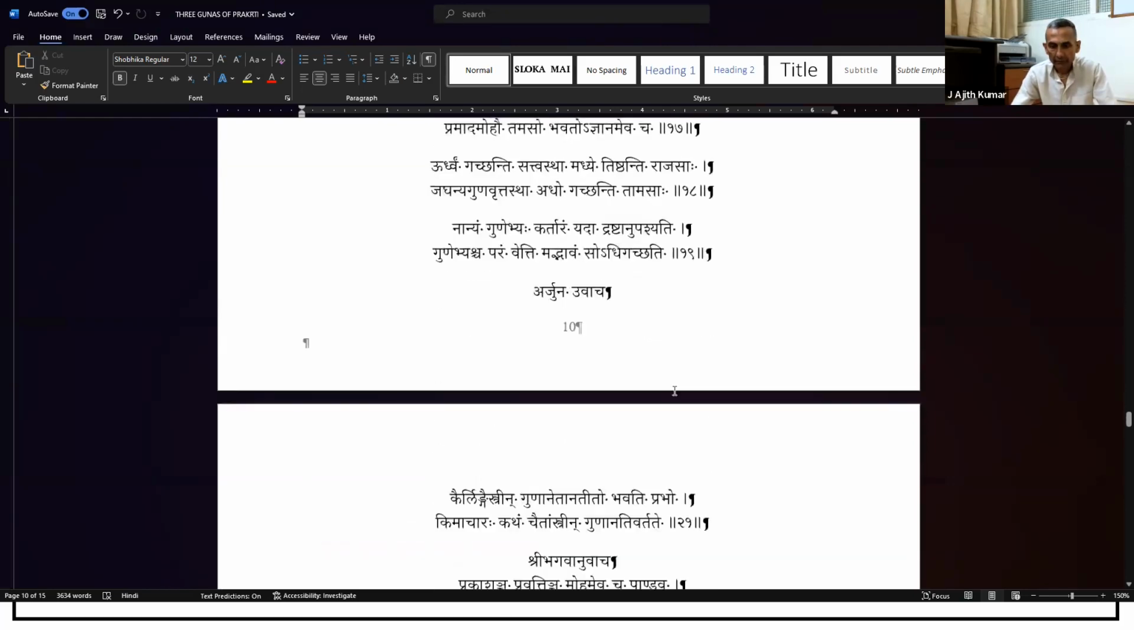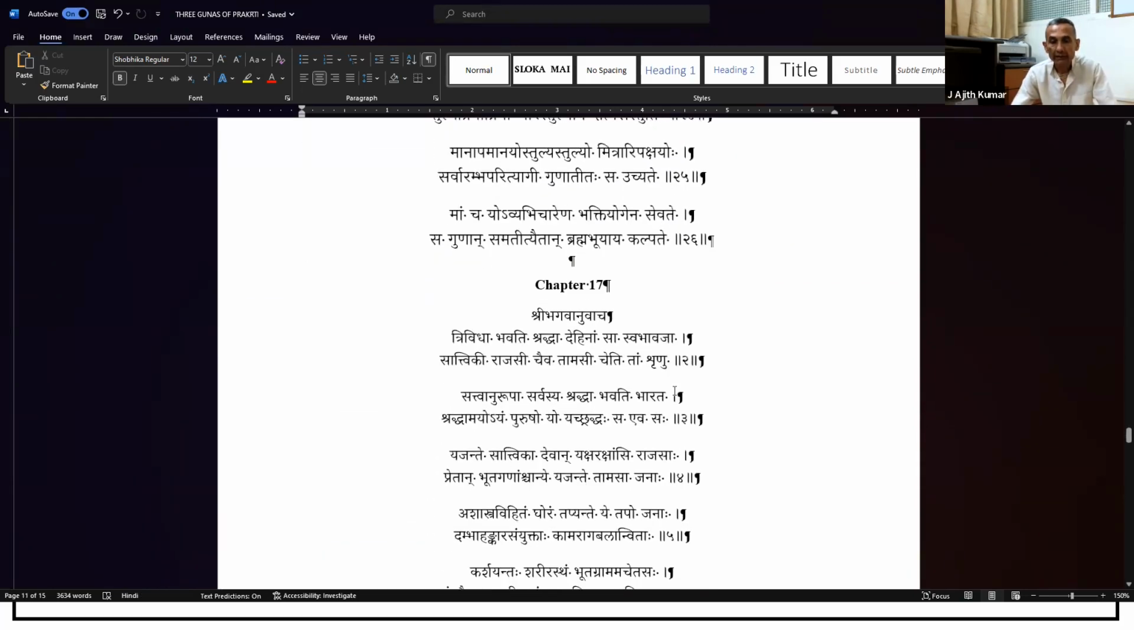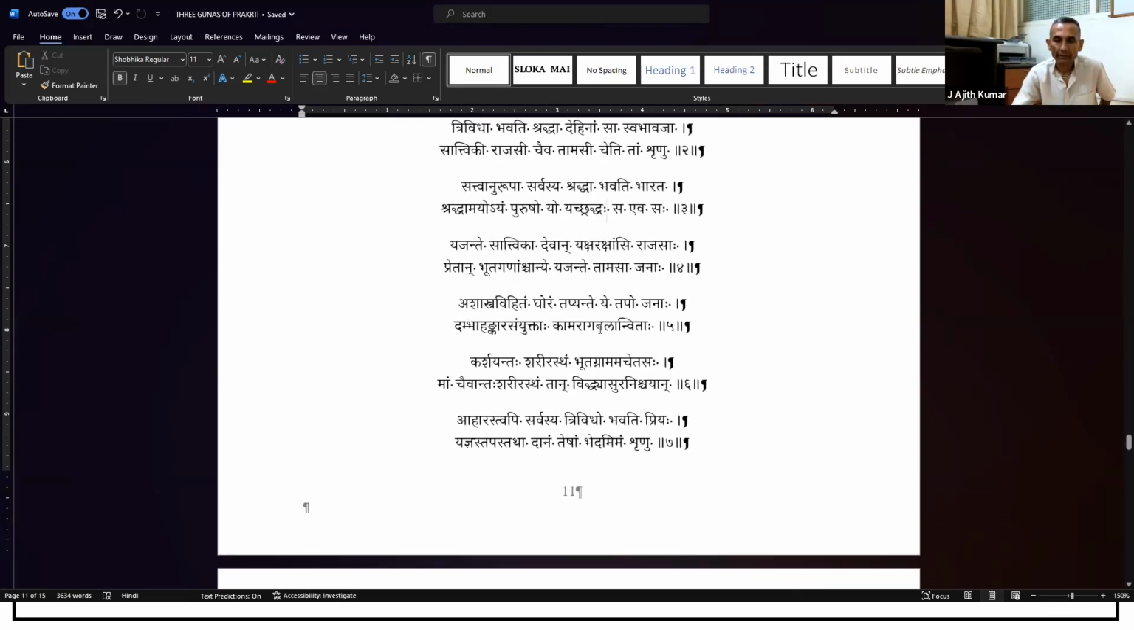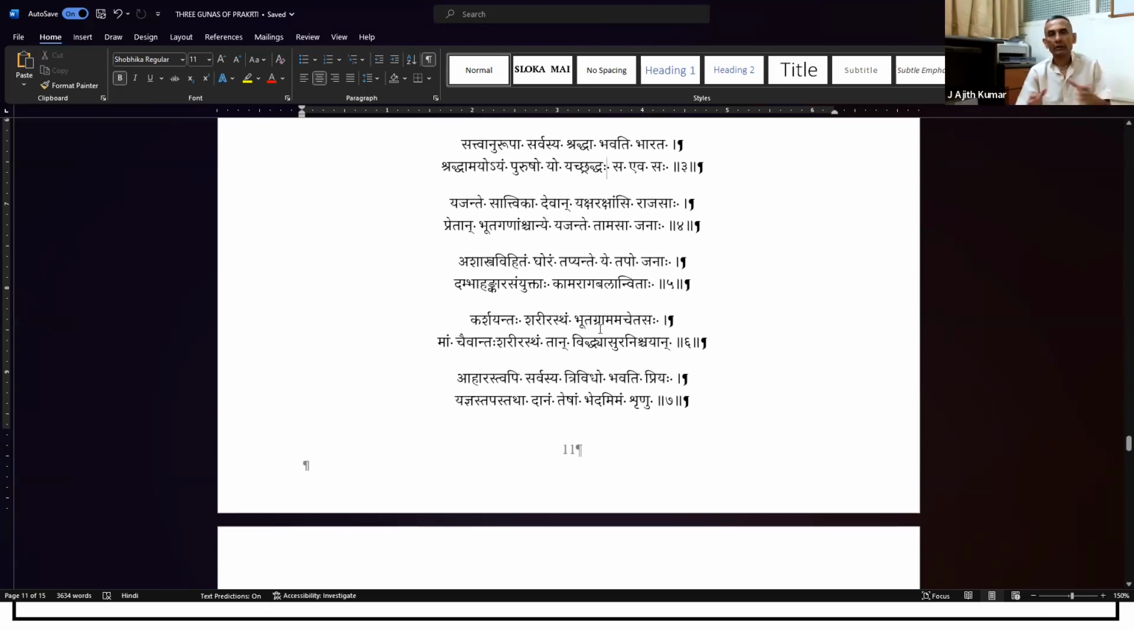And then we have chapter 17. Chapter 17 of Bhagavad Gita is an analysis of Shraddha, conviction. Right? He says, Sattvanurupa sarvasya Shraddha bhavati bharata, Shraddha mayoyam purushaha, yoyat Shraddha saeva. So the entire Shraddha analysis is done beginning with the analysis of the 3 gunas, how the 3 gunas play a role in shaping Shraddha in different types. And as he talks about Shraddha, he talks about how the 3 gunas influence the various dimensions of life which we live through, like the food we eat, the karma they do.